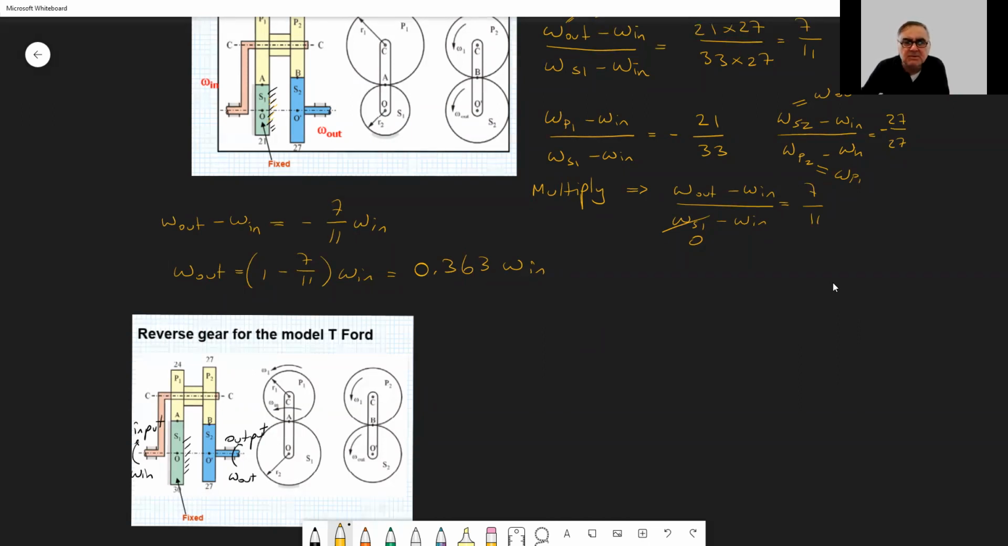The equations are the same actually, aren't they? We don't even have to write it. You have now omega out minus omega in is equal to omega S1 minus omega in is equal to what would that be? Times 27 divided by 24 times 27.